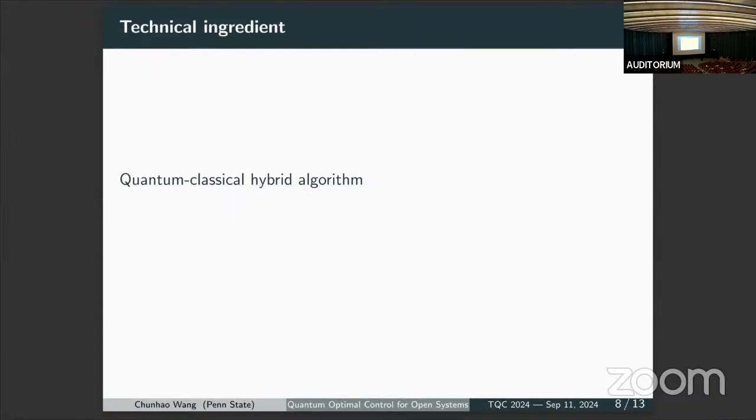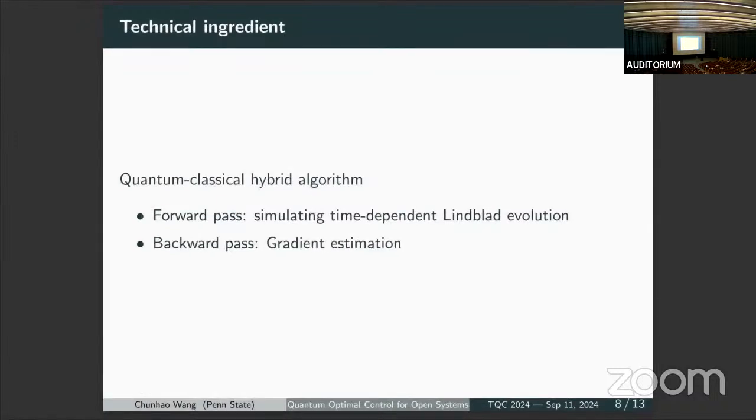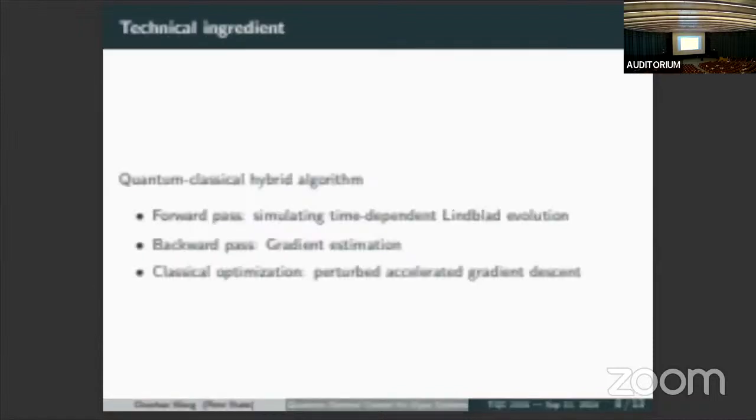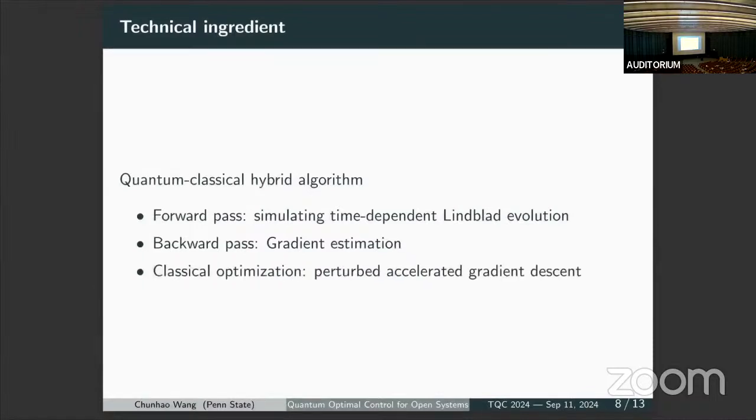And the technical overview for this optimal control problem for open systems is quite similar to the closed systems. So again, we have this forward path, which is simulating time-dependent Lindblad evolution instead of time-dependent Hamiltonian evolution. And then the backward path is again to estimate the gradient of this objective function. And then we use a classical optimization method, called perturbed accelerated gradient descent, to optimize this objective function by iterating the two passes. It is different from gradient descent because we only have estimations of the gradient. We don't have the exact gradient.